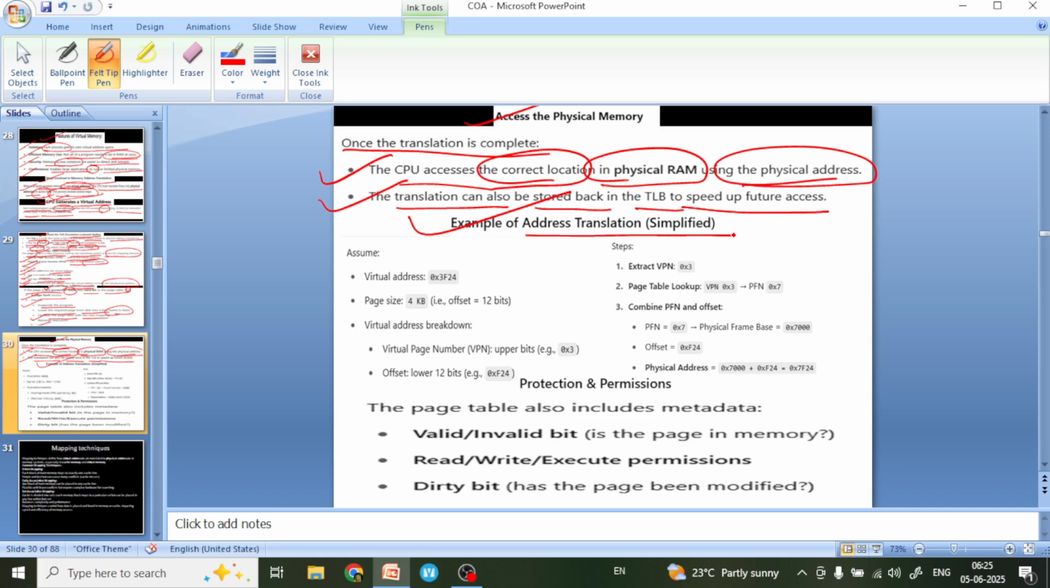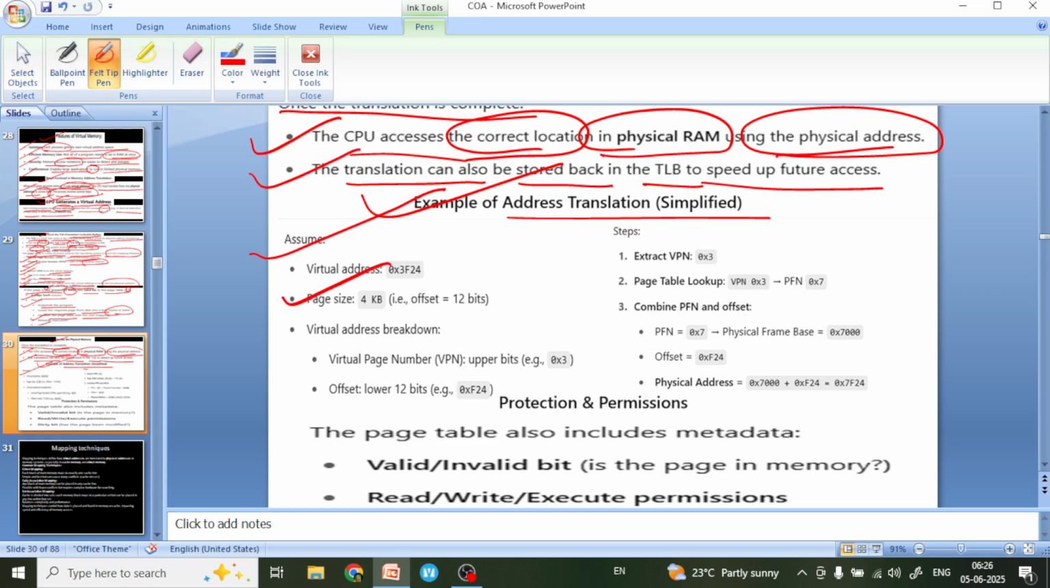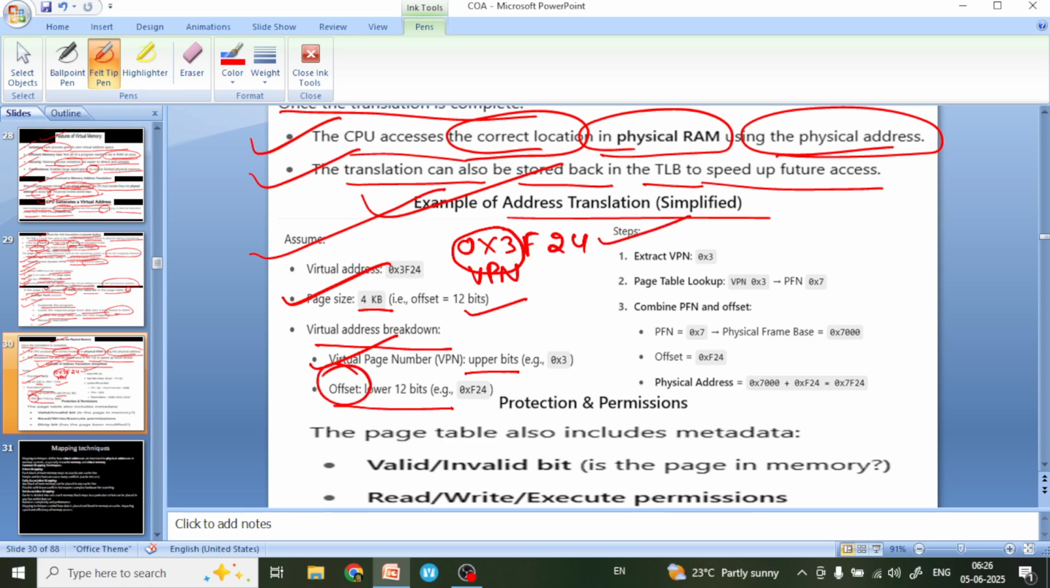For an example of simplified address translation, first we assume the virtual address is 0x3f24. The page size is 4 KB, so the offset is 12 bits. The breakdown of the virtual address: the upper bits 0x3 are the virtual page number, and 0xf24, the lower 12 bits, is the offset. Step one is to extract the VPN 0x3. Then in the page table lookup, VPN 0x3 maps to physical frame number 0x7.